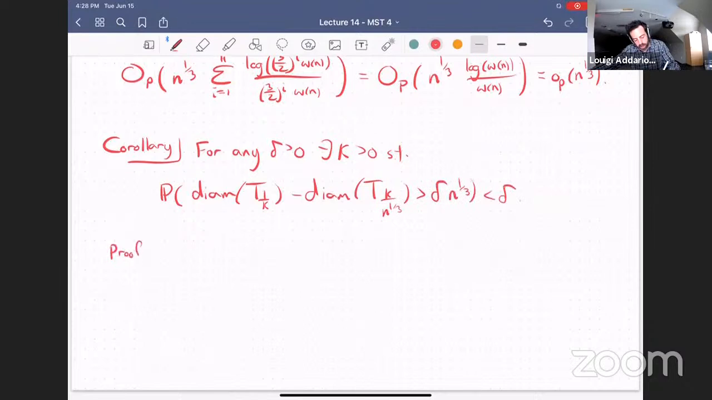The proof is a very soft argument. If this failed, then you could extract a subsequence of values, k tending to infinity, where you kept having uniformly positive probability of seeing a positive constant times n to the third difference between these two quantities, and the proposition rules that out. So taking subsequences contradicts the proposition.